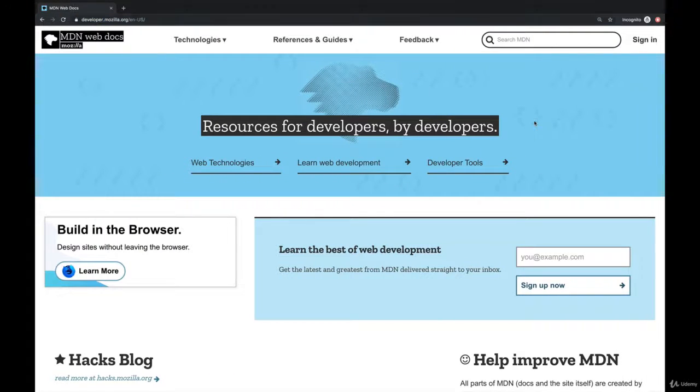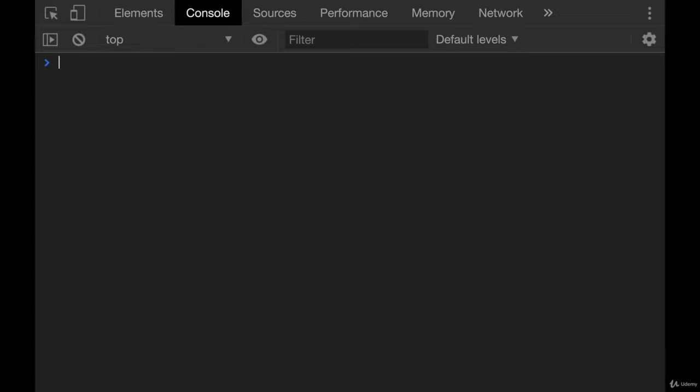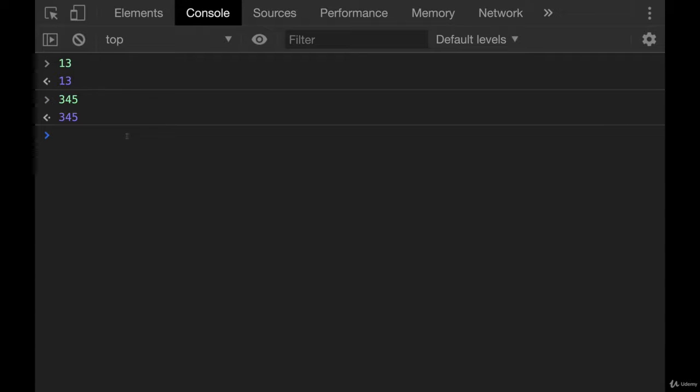If I open up my console again, I'll pop this out into its own window. I can just enter a number like 13 and hit enter. It doesn't really do anything. The console just tells me, oh yeah, I know 13, here you go. It's not storing it, it's not saving it. I'm just simply referencing a number. So we've got numbers like this, we've got negative numbers, we've got decimal numbers.